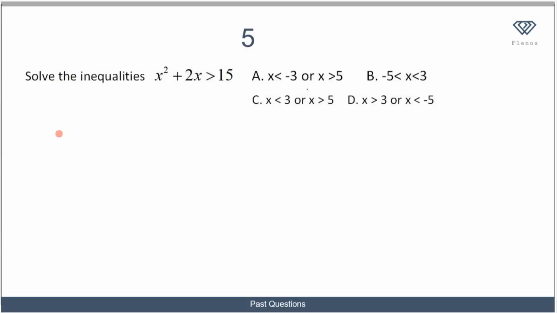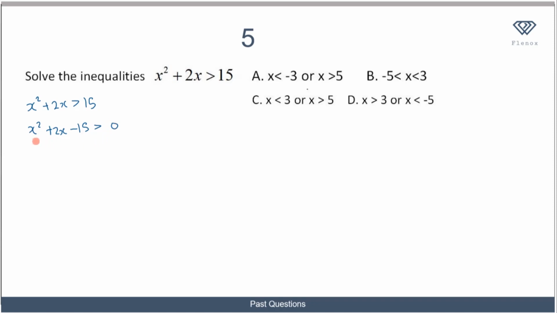We are told to solve the inequality x squared plus 2x is greater than 15. So to start with, I'm going to rewrite this out. I have x squared plus 2x is greater than 15, and what I want to do is to make it 0. So I have to bring this 15 to the left hand side. So I have x squared plus 2x minus 15 is greater than 0.